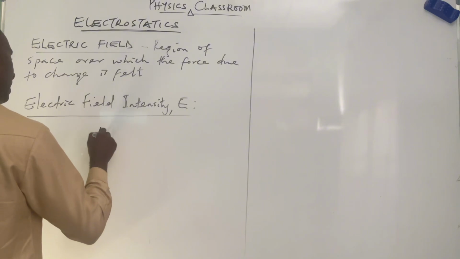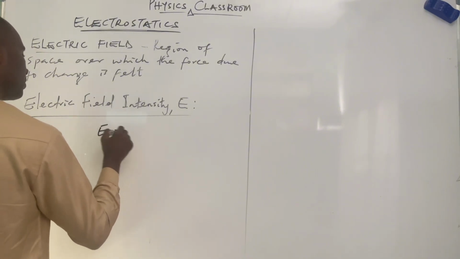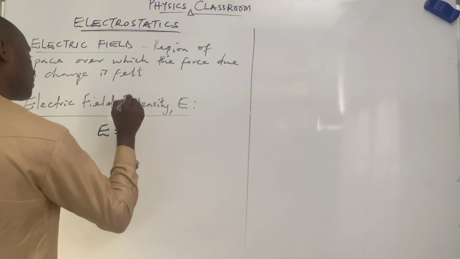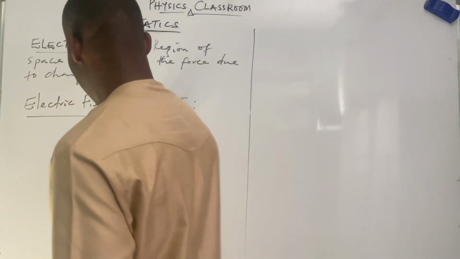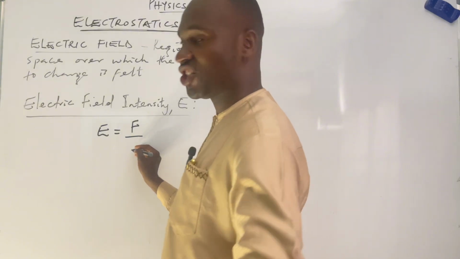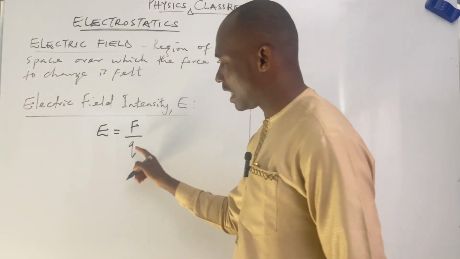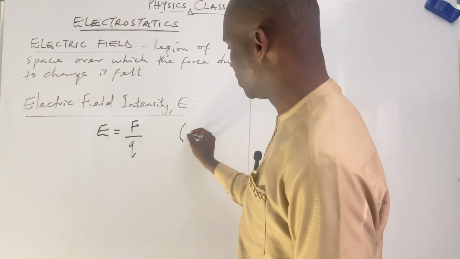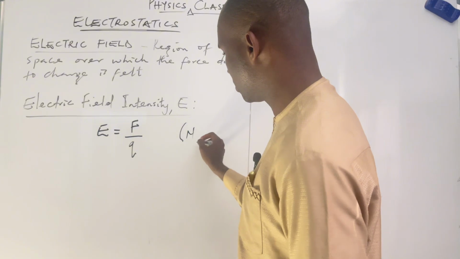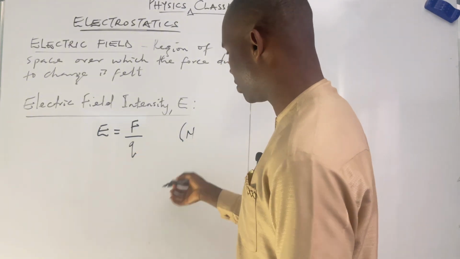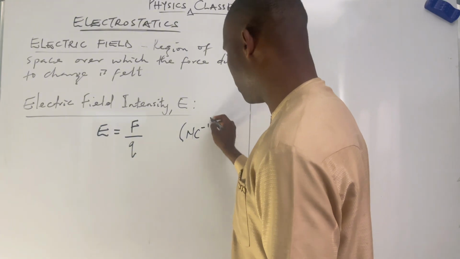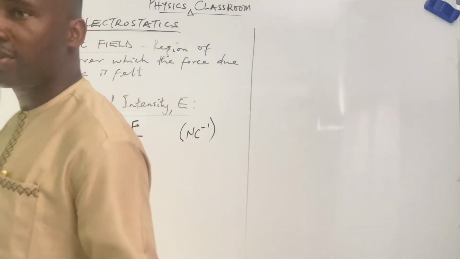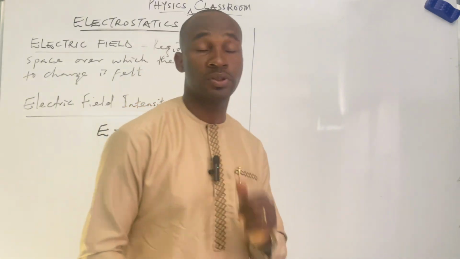Mathematically, it's expressed as E is equal to force per unit charge at that point. So this is it. And it is measured in, force is measured in Newton, then charge is measured in Coulomb. So it's Newton per Coulomb, like that. Please take note of that. This is very, very important.